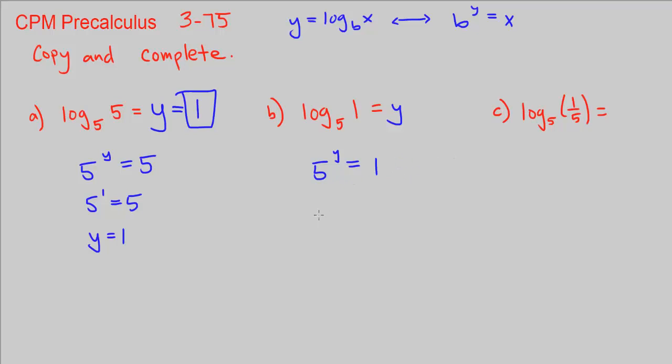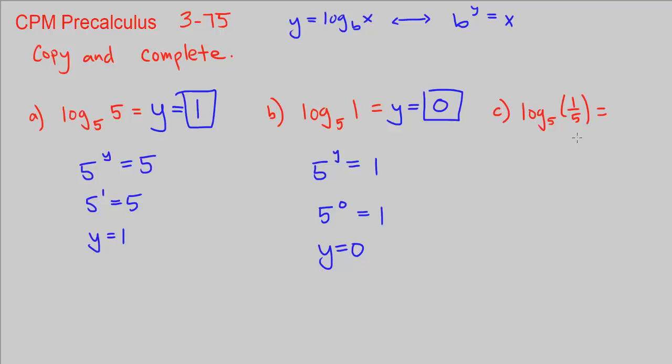So what does y have to equal? Well, we know anything almost to the 0 power is equal to 1. All positive numbers for sure, when we take them to the power of 0, equal 1. So y is equal to 0 here. So that means this whole thing is equal to 0.